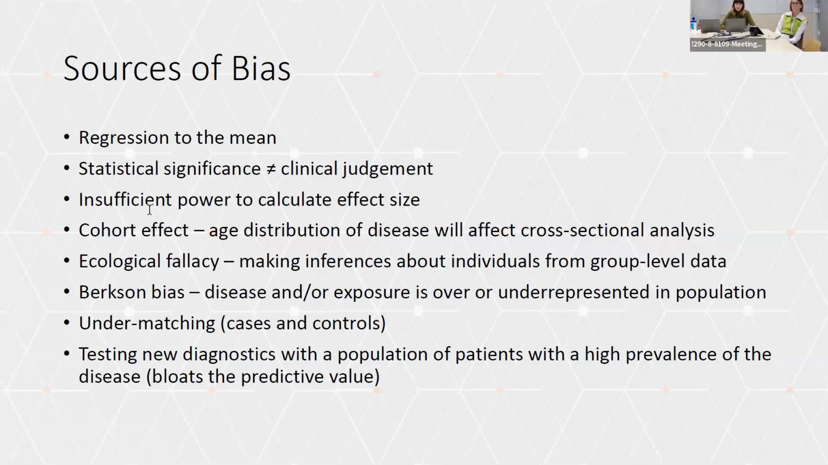Testing new diagnostics with a population of patients with a high prevalence can make the predictive value higher. And that's if, okay, we're going to roll out a new diagnostic to this clinic where 50% of the patients have this disease. It's going to make the new diagnostic seem really good. But if you were to roll it out to the general population, it may not perform as well.